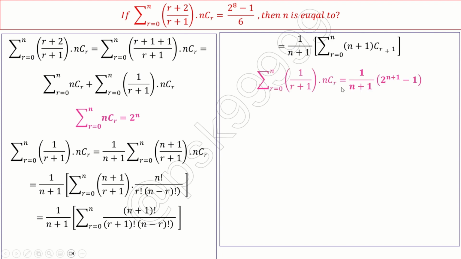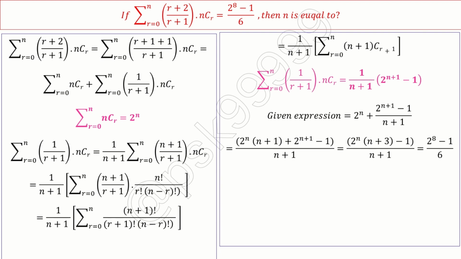Now if I expand, only one term I am missing, right? I am missing only the 0 term, because it is starting with n plus 1 C 1. So n plus 1 C 0 I am missing. I add that and subtract it. So this will become 1 by n plus 1 times 2 to the power of n plus 1 minus 1. Now my expression is 2 to the power of n plus 2 to the power of n plus 1 minus 1 divided by n plus 1.